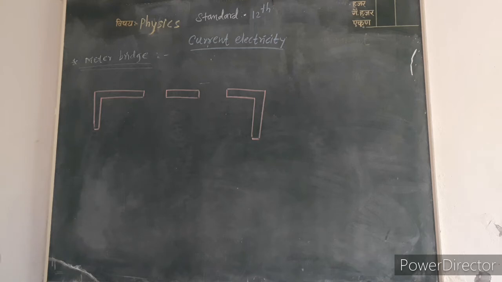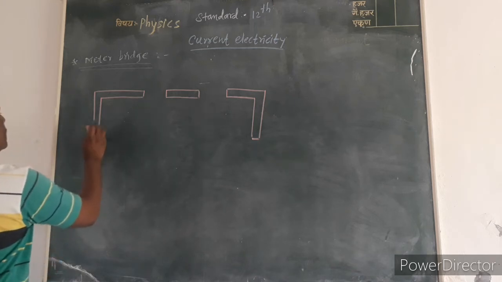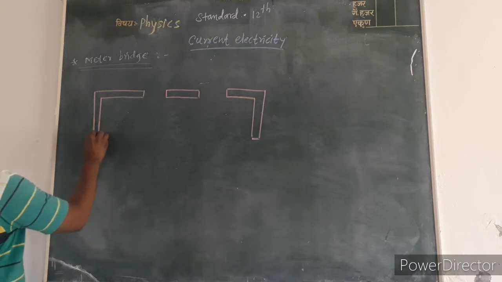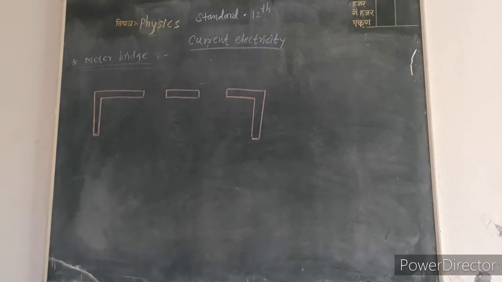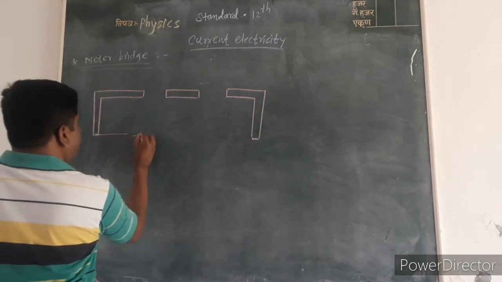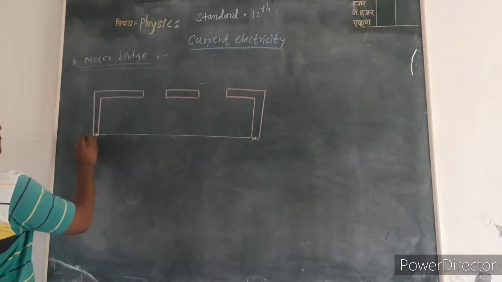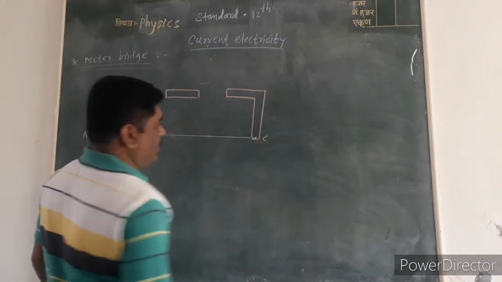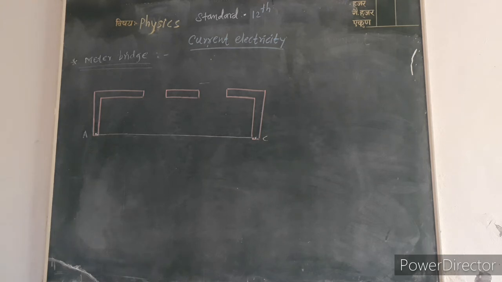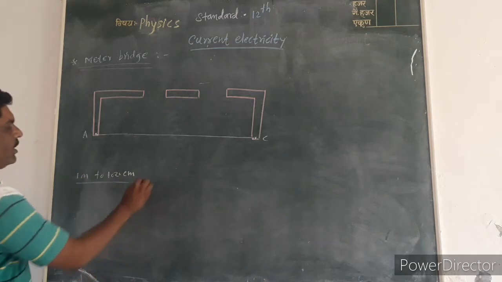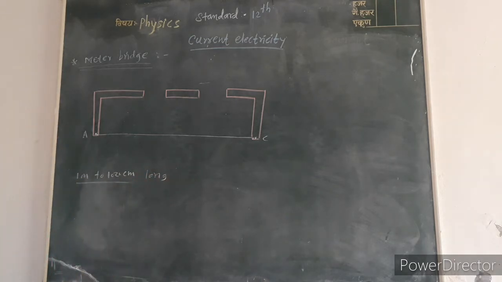The meter bridge consists of a uniform metal wire AC, about 1 meter or 100 centimeter long, and this wire is placed over a wooden board.